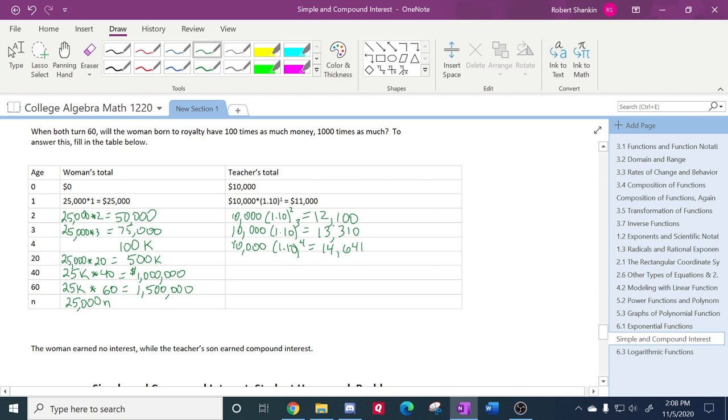So she's going up by about 1,000 a year, or he is. Well, she's going up by 25,000 a year. By the time year 20 comes around, punch this in your calculator. And only 67,000 compared to 500,000.